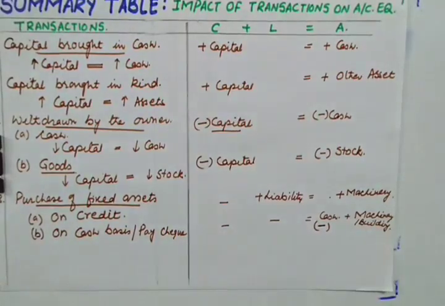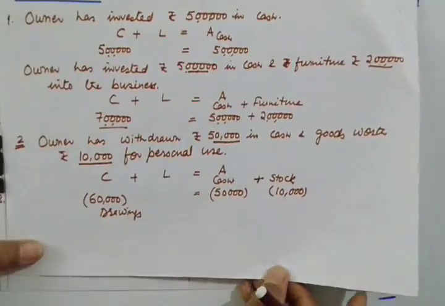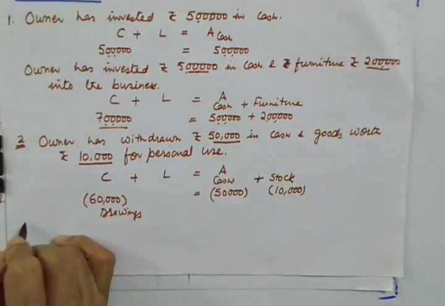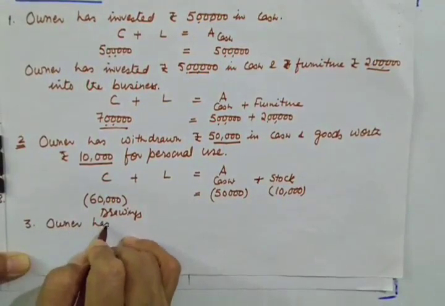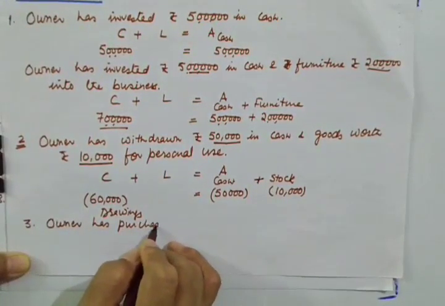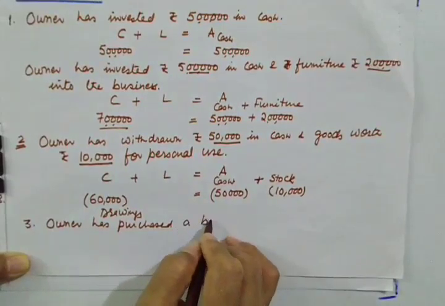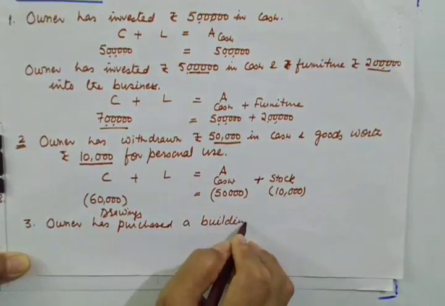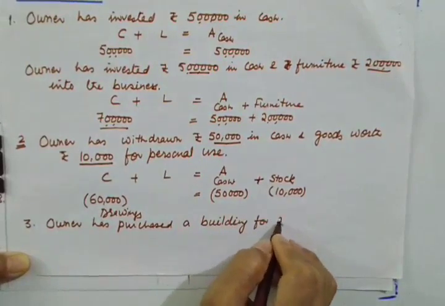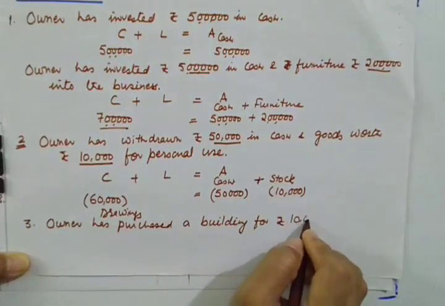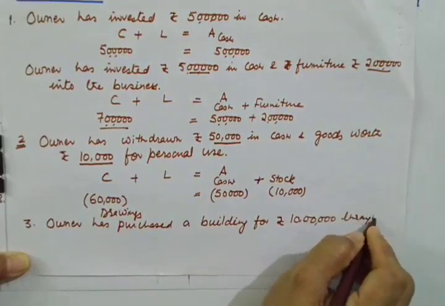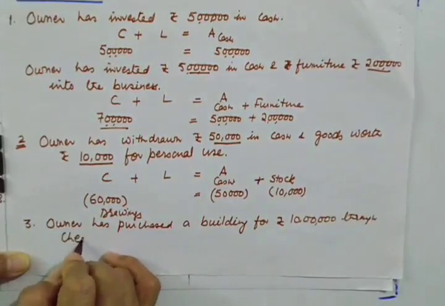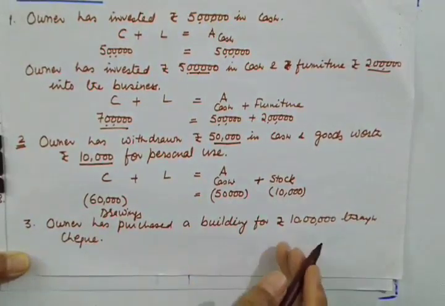So let us do an example based on this. For example, this is our third example. Owner has purchased a building for rupees, let us say 10 lakhs, through check. Then what will happen in this case?